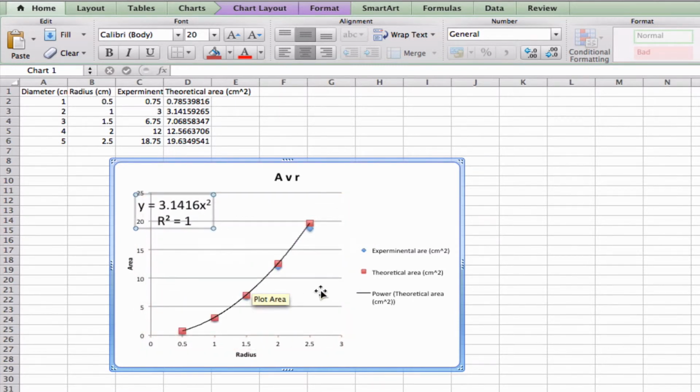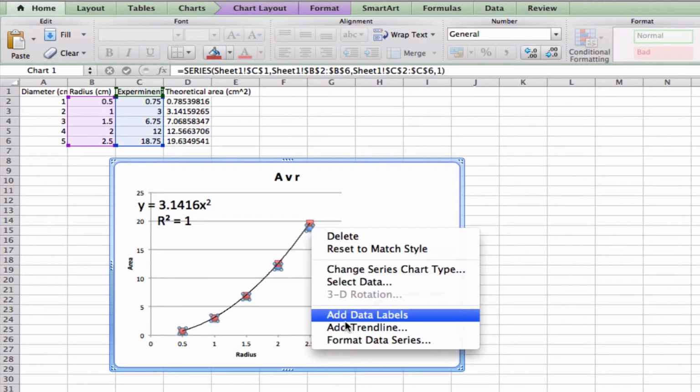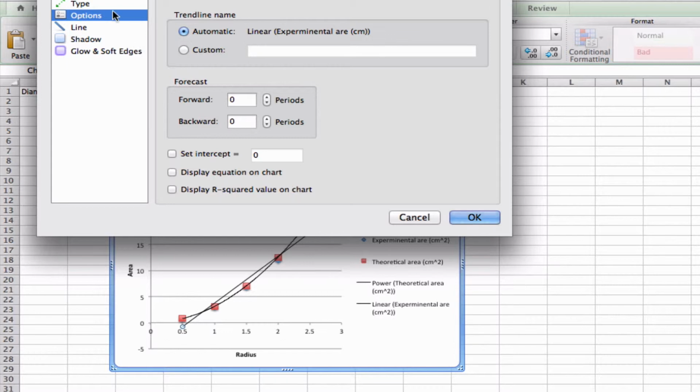The r squared value is 1. Every single point is on the line. Now let's look at our experimental area. I'm going to right-click, add trend line. This is going to be power 2. Why is it going to be power?